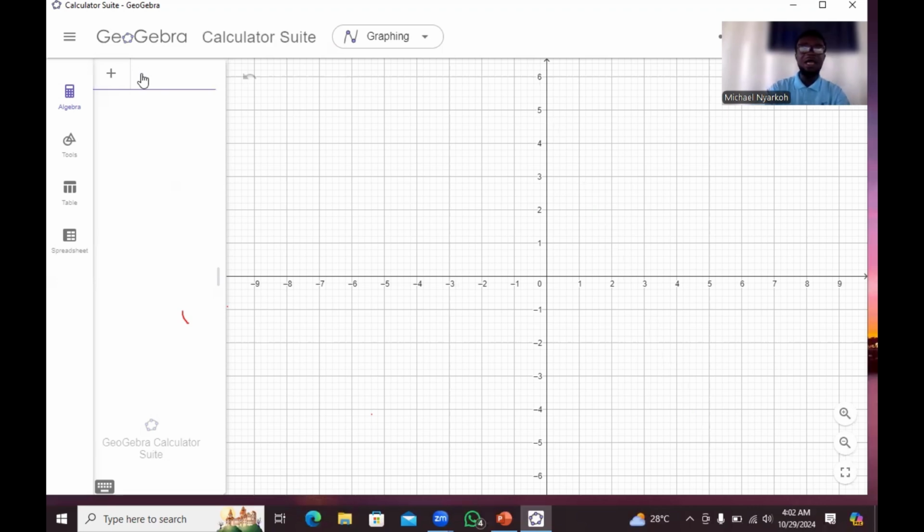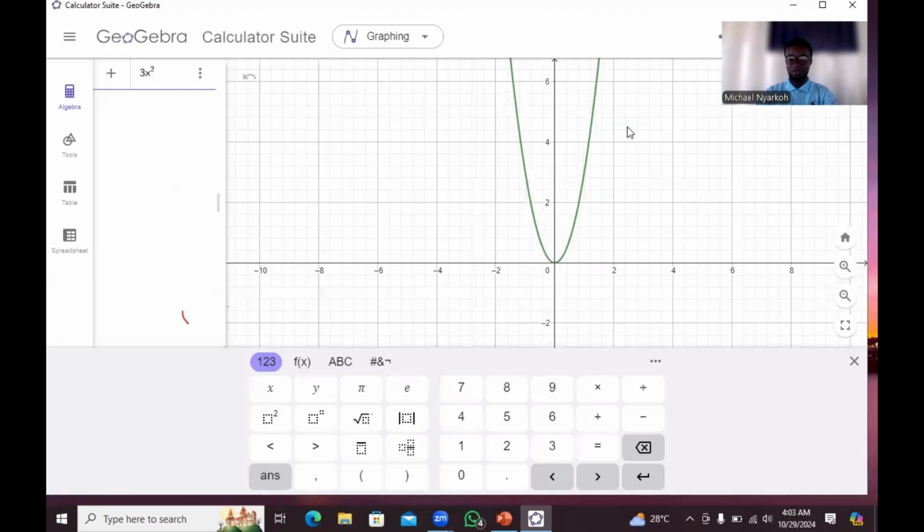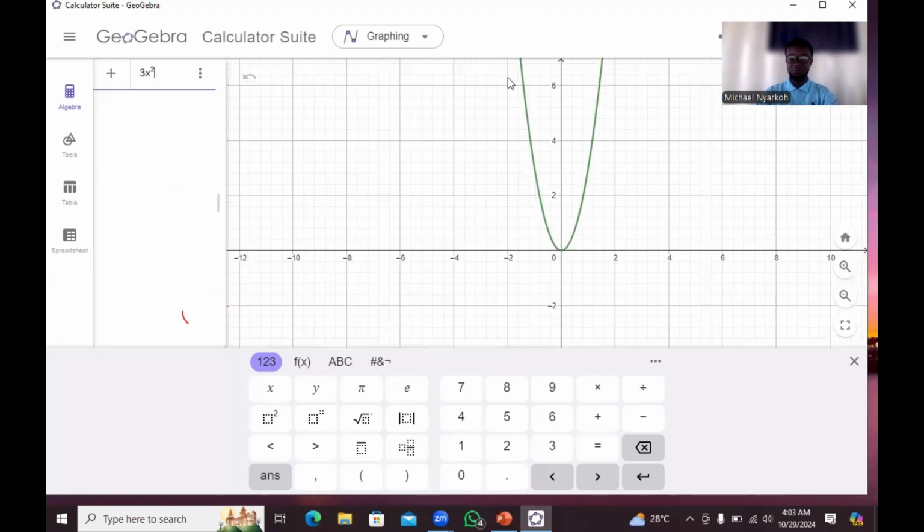Let's continue to the quadratic. Quadratic takes the form ax squared plus bx plus c, where a, b, and c are coefficients and they are all constants. They are numbers. So we say constants remain numbers. Is that okay? So let's pick an example. If we have 3x squared, sorry, let's use the calculator itself. 3x squared, yes. Now, even without adding the rest, you can see the shape it is given. Is that okay? Look at the shape it's given.